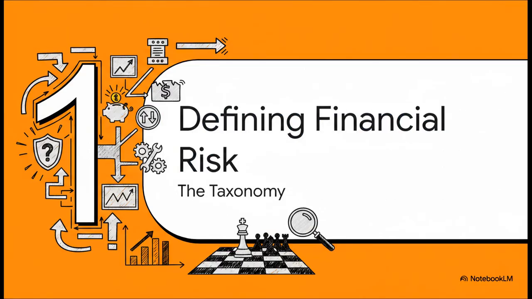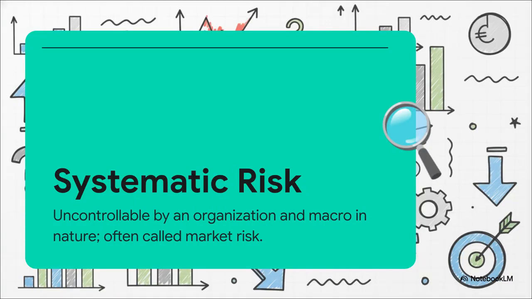Section 1. Defining financial risk, the taxonomy. Before a treasurer or a financial analyst can even begin to solve for a risk, they absolutely must properly categorize it. You simply can't fight an enemy you haven't identified, right? So the biggest dividing line in risk taxonomy is between unsystematic and systematic risk.